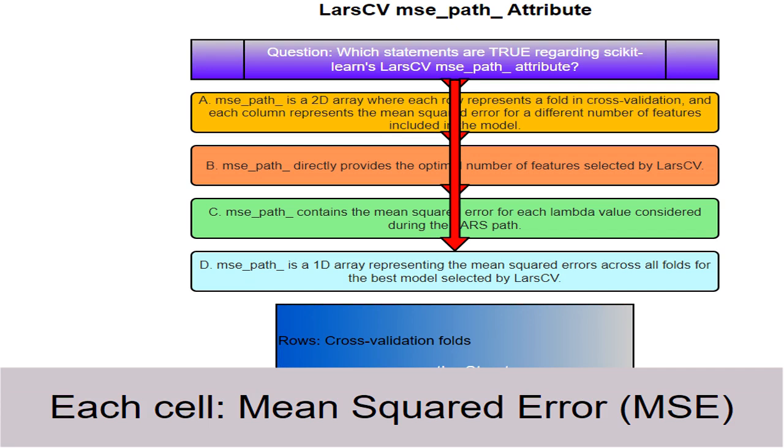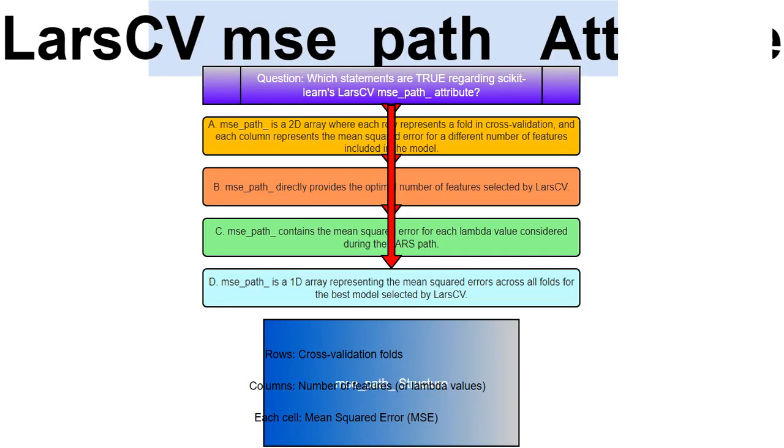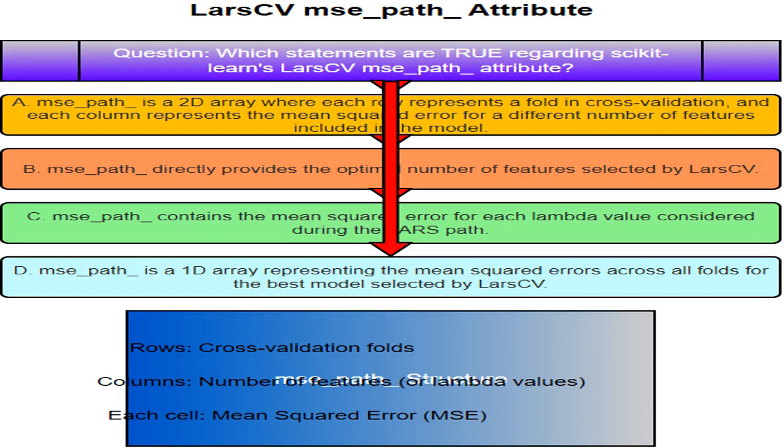It's like a score for how good that model was on that particular test. This question challenges you to understand the structure and meaning of the MSE_path_ attribute. Let's break down what each part shows and how this helps you to find the best model. This refers to a specific attribute within the scikit-learn LarsCV, least angle regression with cross-validation object. This attribute holds the results of its calculations and is crucial for choosing the best model.